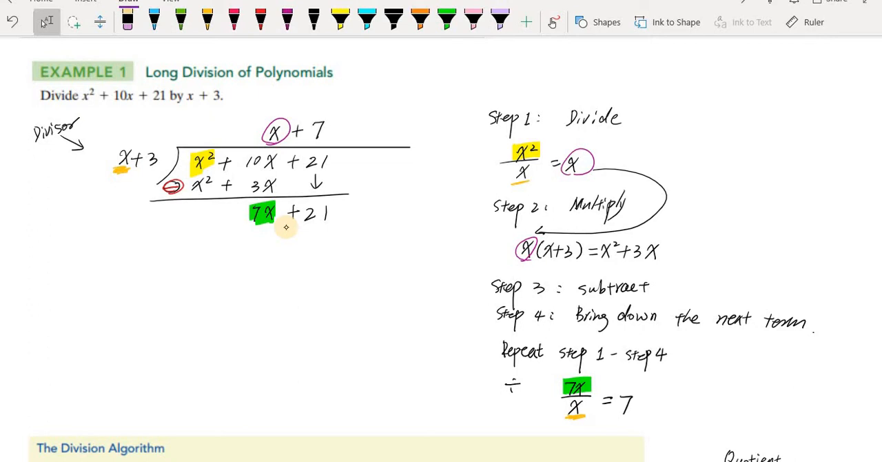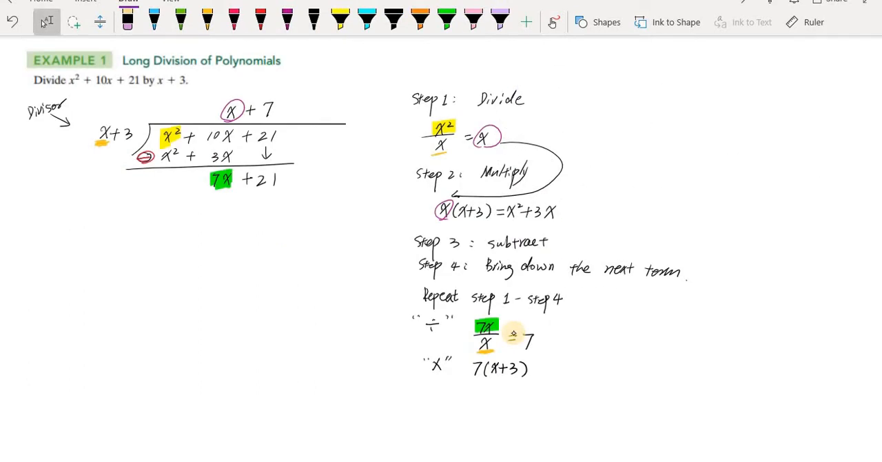And then we're going to multiply the divisor x plus 3. 7 multiply x plus 3, that will be 7x plus 21. So I'm going to write it right below, 7x plus 21. Then we're going to subtract. So that will be 0. Okay, so we're done. This 0 is just our remainder.